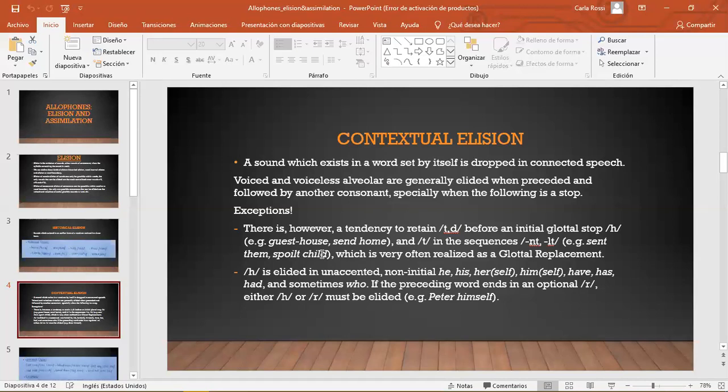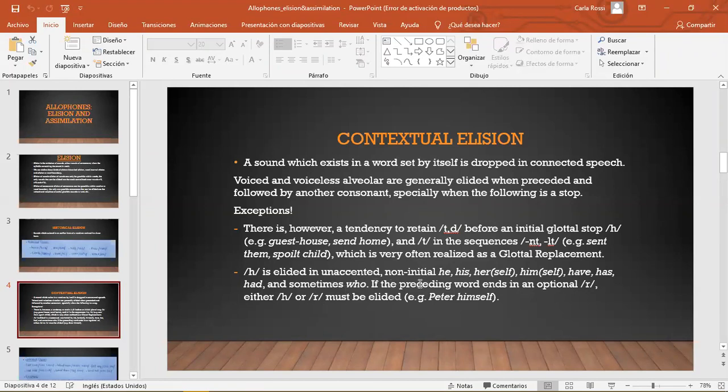spoiled child, yeah, even though you may have heard me saying it, spoiled child, which is very often realized as a glottal replacement, and you don't have to care about that because we will see it later. And then we have finally the glottal sound is elided, of course, in unaccented, non-initial pronouns, yeah, the reflexive and the nominal pronouns, the verb have, conjugated, and sometimes the pronoun who.